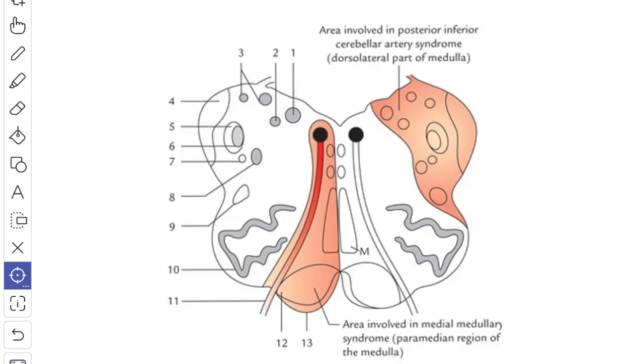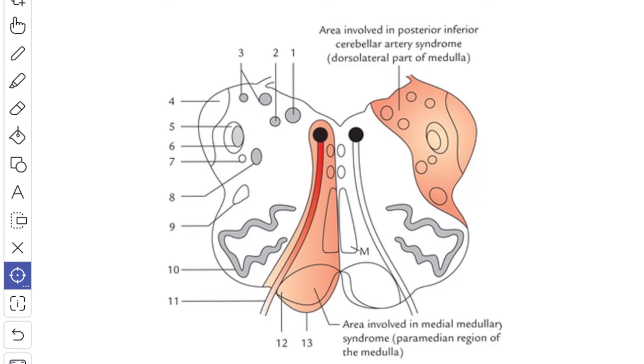Next we'll see the clinical correlation. The common vascular lesions involving the medulla are the thrombosis of posterior inferior cerebellar artery and the vertebral arteries, leading to lateral and the medial medullary syndrome respectively. First we'll see about the lateral medullary syndrome or the posterior inferior cerebellar artery syndrome of Wallenberg. The dorsolateral part of the medulla is supplied by the posterior inferior cerebellar artery, which is usually a branch of vertebral artery. This artery also supplies the inferior surface of the cerebellum.